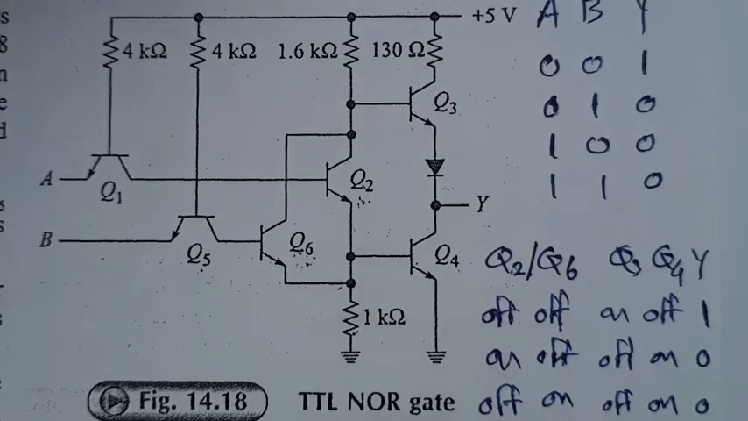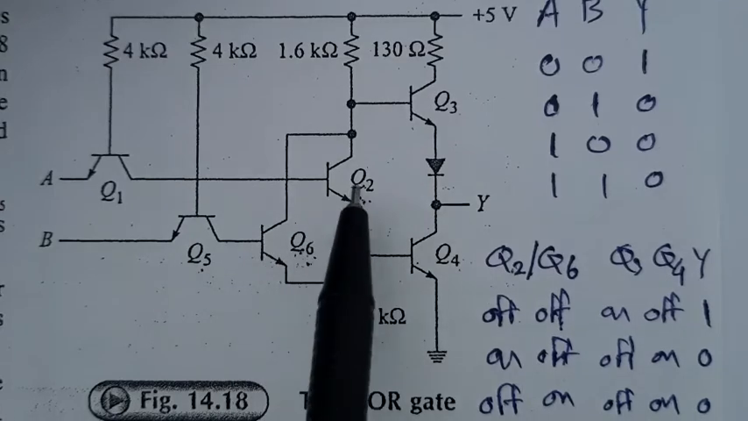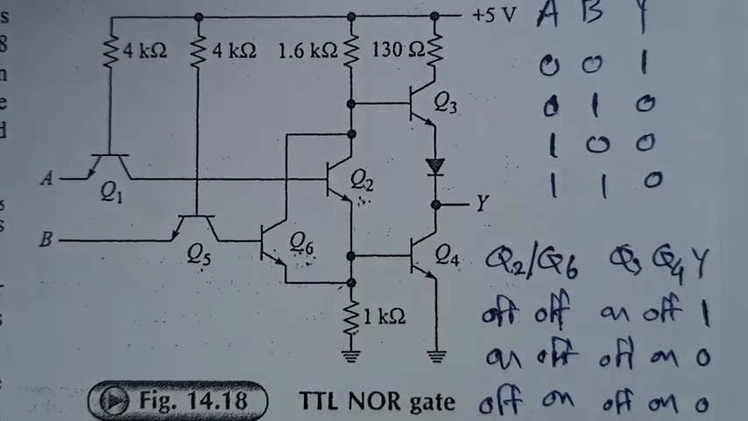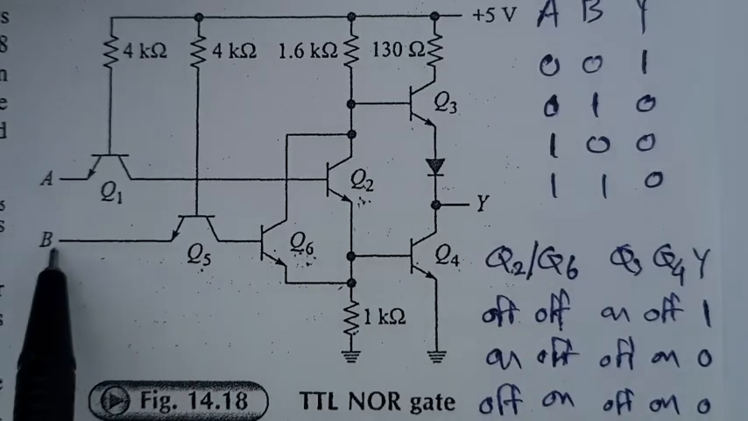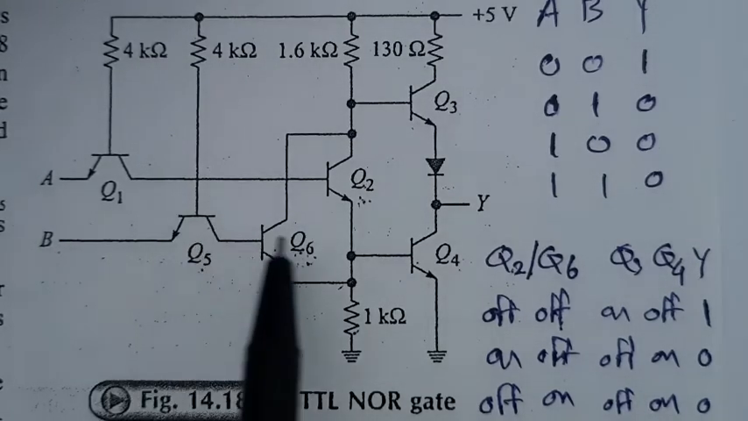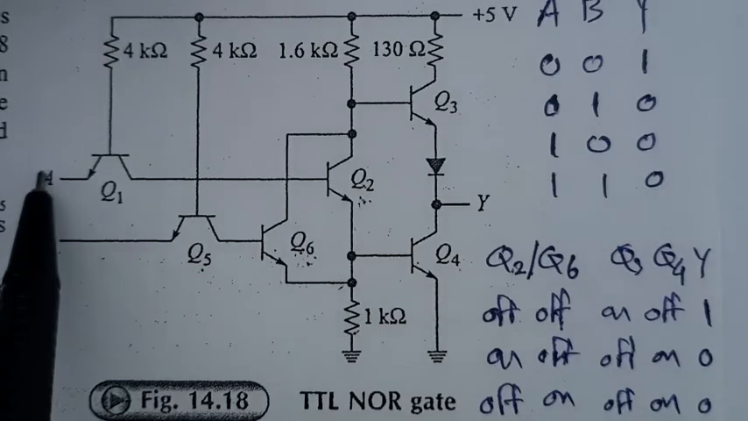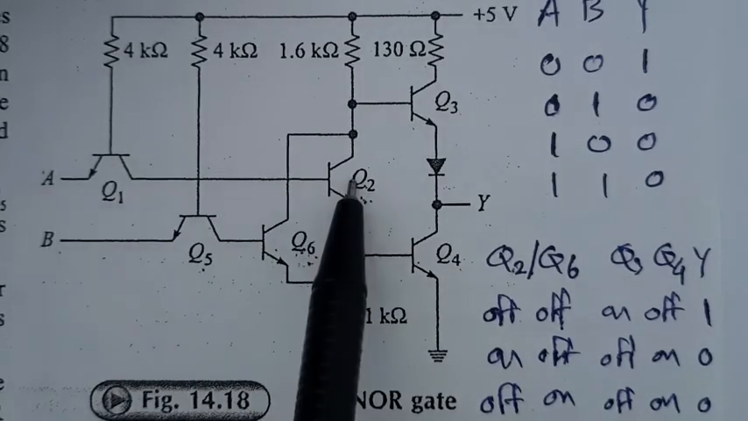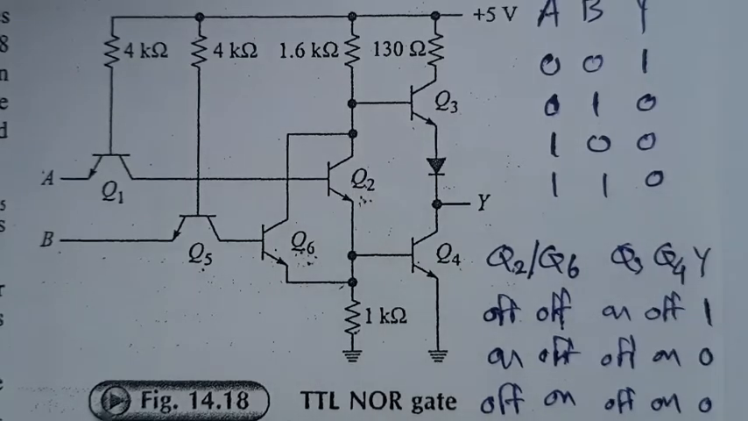That means both are on. At that time the output will be 0. You will observe that if any one of them is on, then also the output is 0. That means either B is high so that Q6 will be on, or A is high so that Q2 will be on. At that time you will observe that the output will be 0.